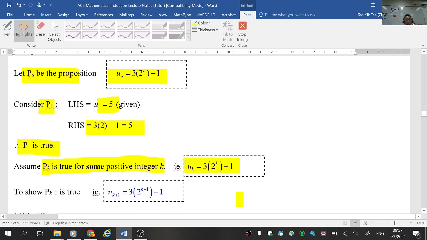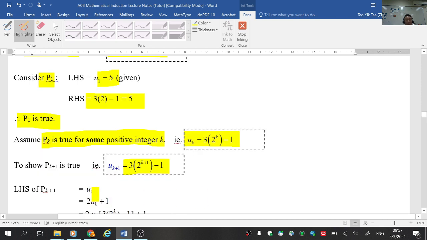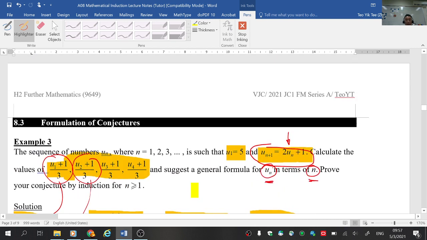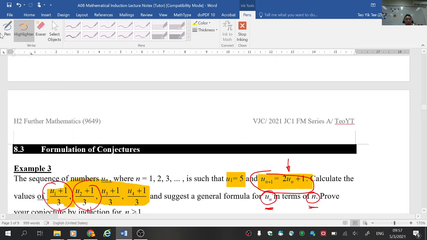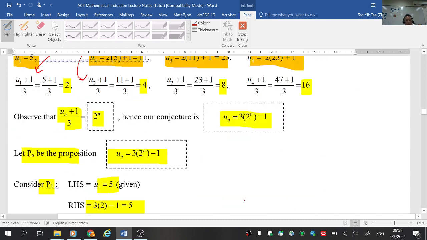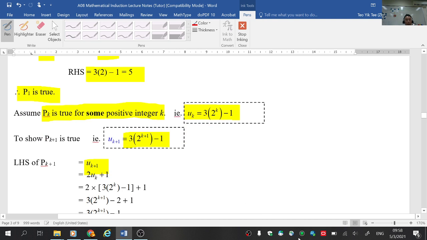Thereafter, to show P(k+1) is true, you need to know what is the right hand side. Right hand side will look like this. Then work on the left hand side. Left hand side is u(k+1). u(k+1) based on which result now? u(k+1) based on this result one more time is equal to 2u(k) + 1.